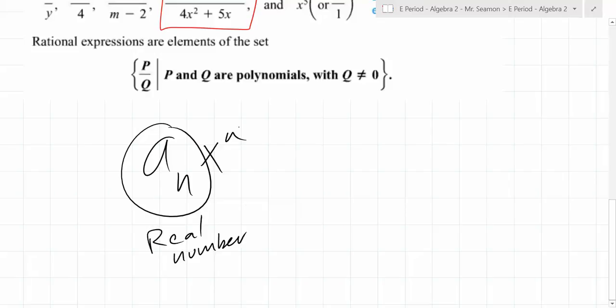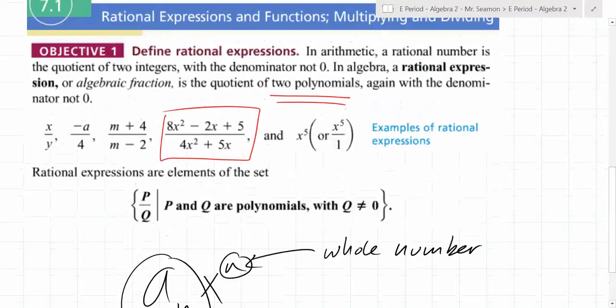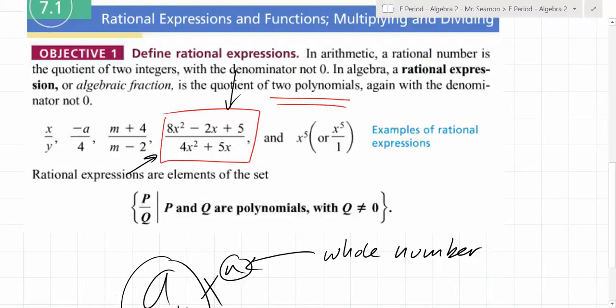And what can n be? What kind of number does n have to be? Anybody remember? A whole number. So what can't the power be? Negative, like -5, right? So once again, both the numerator and the denominator are polynomials, so it's a rational function.